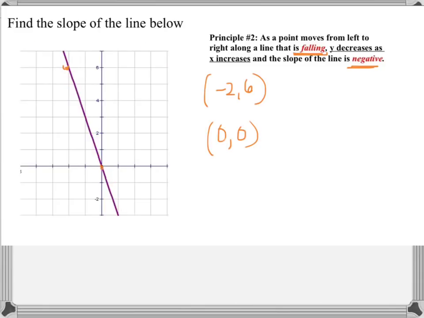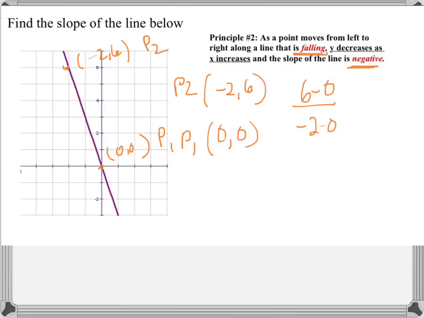Okay, so I picked up 2 points here. This point is negative 2, 6, and this is the origin here. And negative 2, 6 is going to be P2 because it's left of the origin. Okay, so this is P2, P1. And so the slope would be 6 minus 0 divided by negative 2 minus 0. So that's 6 over negative 2. So that's negative 3. So the slope here is equal to negative 3.